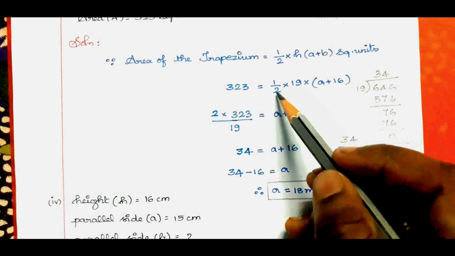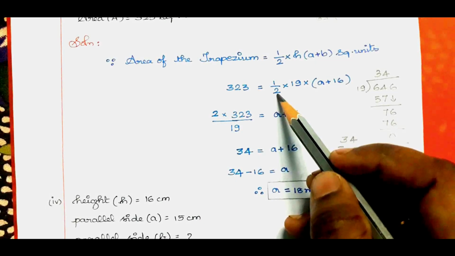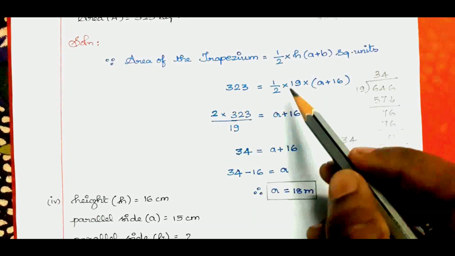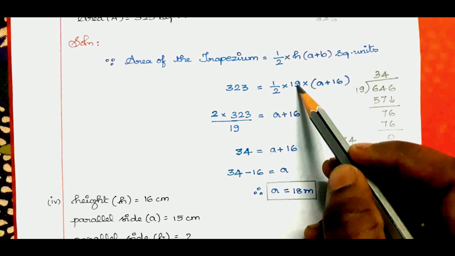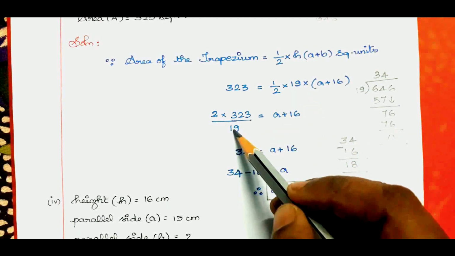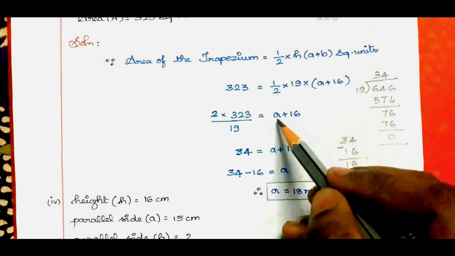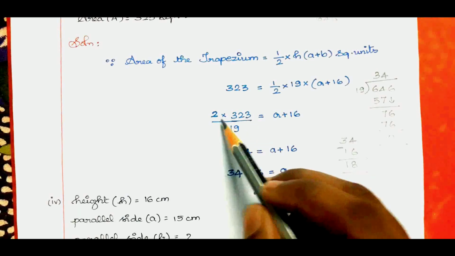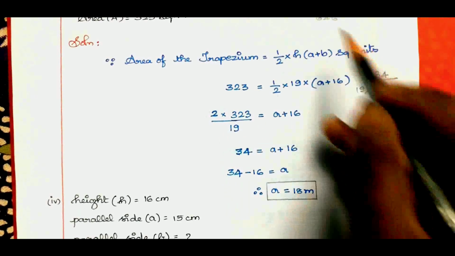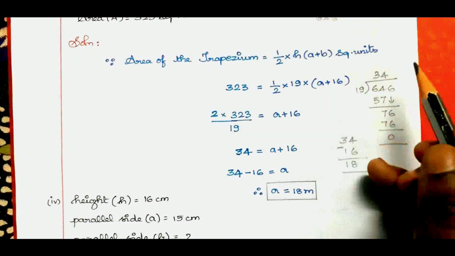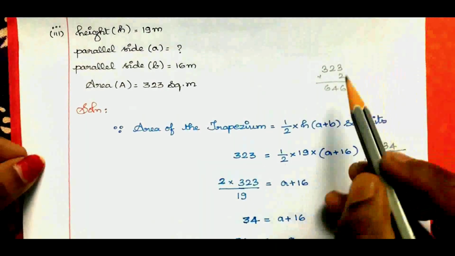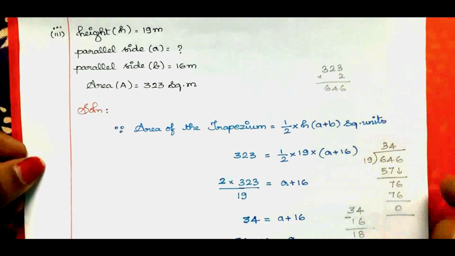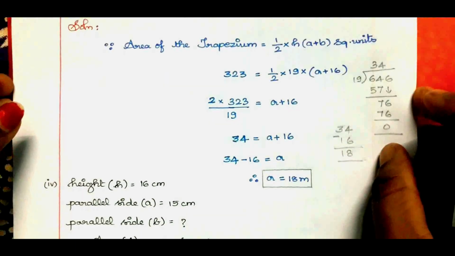So in the right hand side, 2 is in the denominator. So when it goes to the other side, it becomes numerator. The same way 19 is in the numerator. When it goes to the other side, it becomes denominator. Okay, remaining a plus 16 as it is. So we'll need to multiply 323 into 2. 323, just listen here, 323 into 2. 3 2s are 6, 2 2s are 4, and 3 2s are 6. Therefore the value is 646.